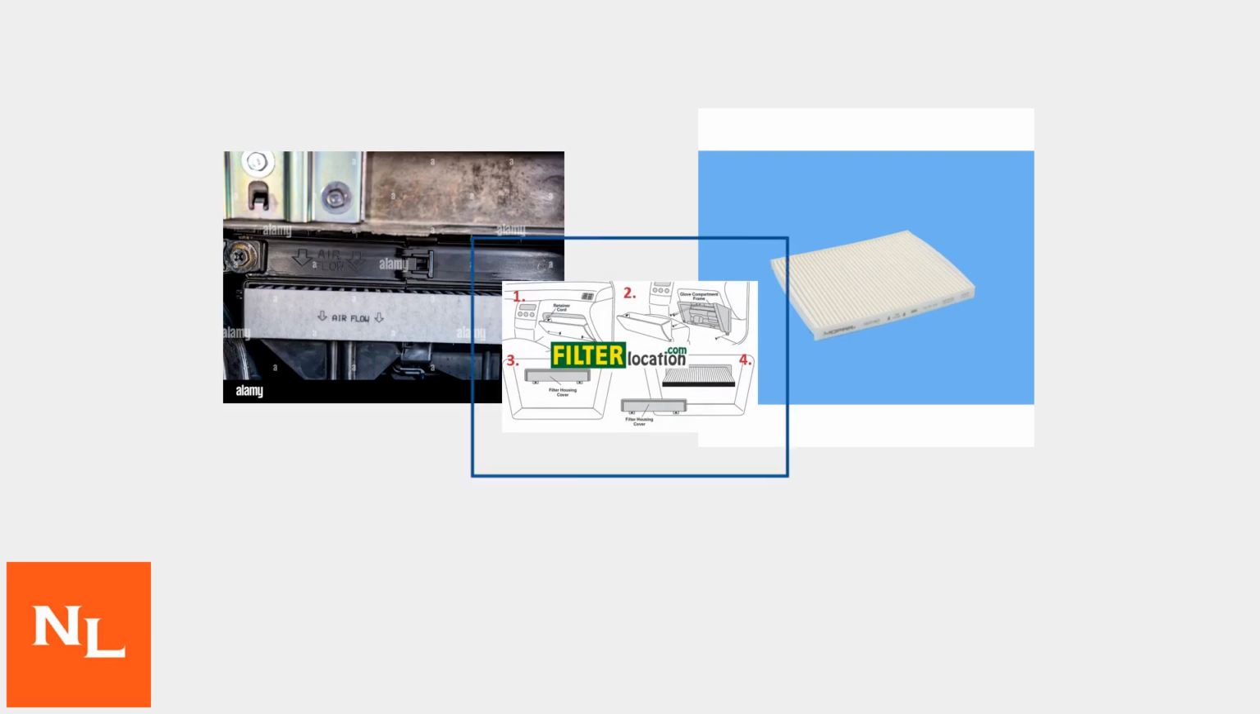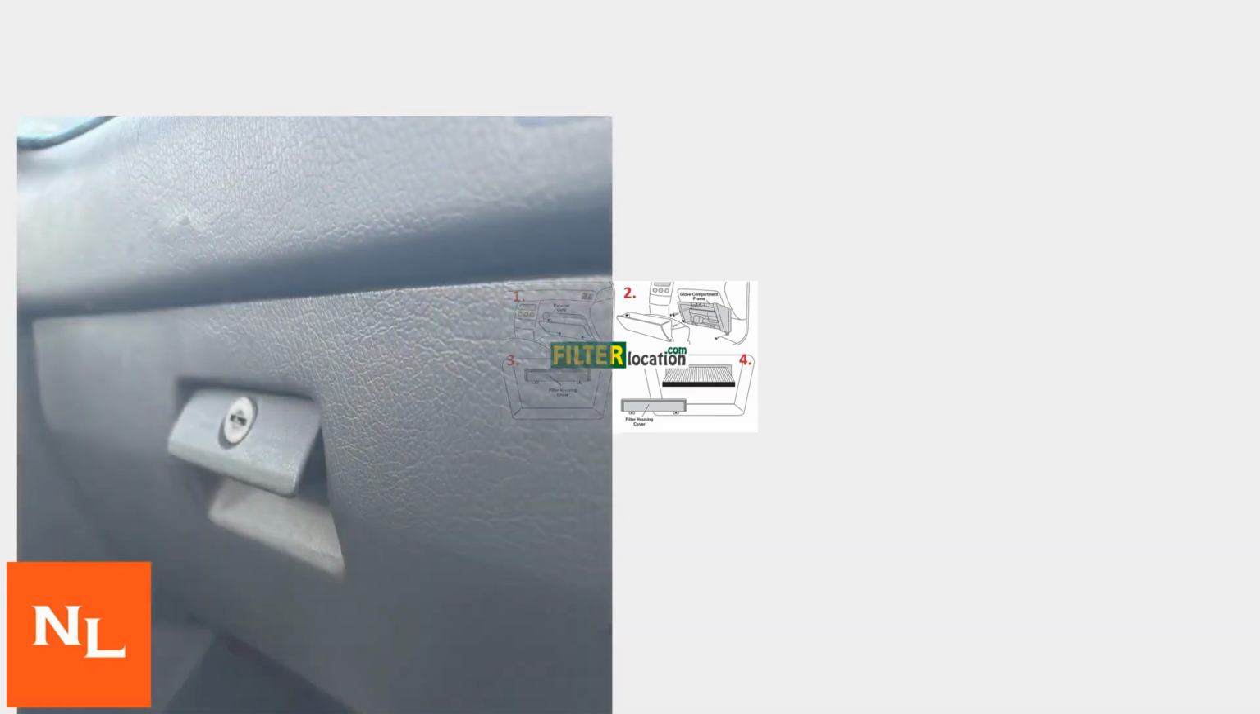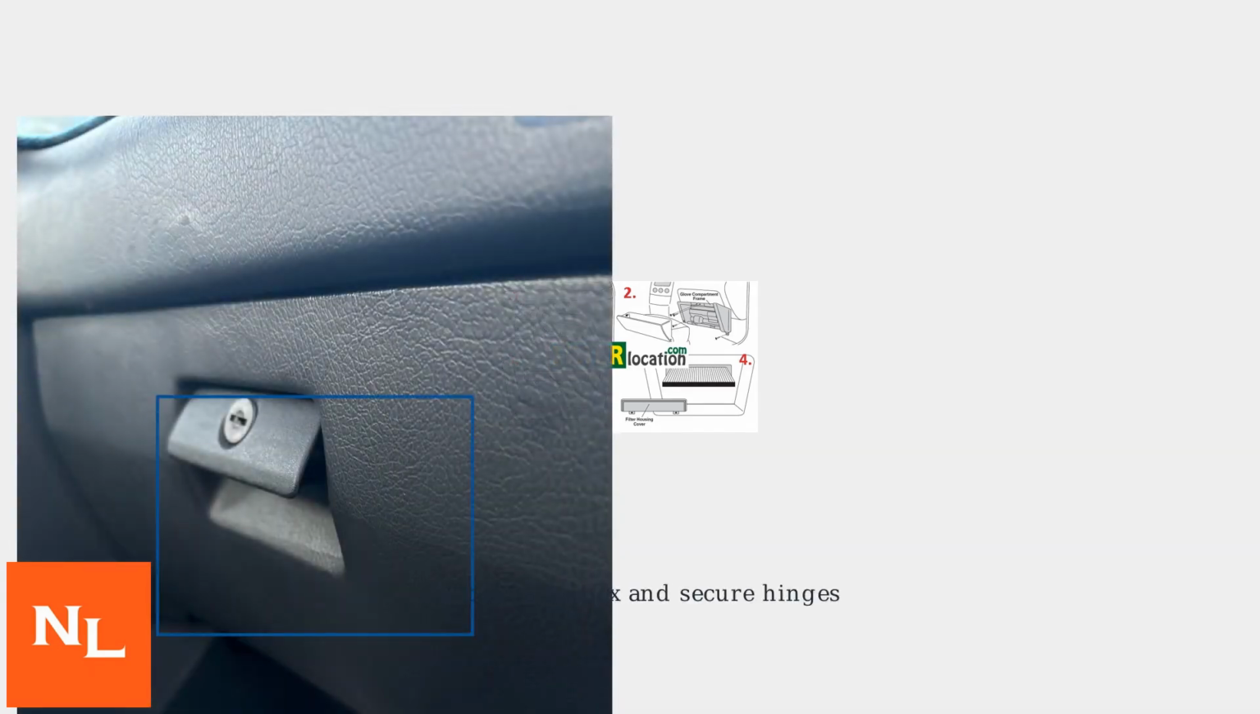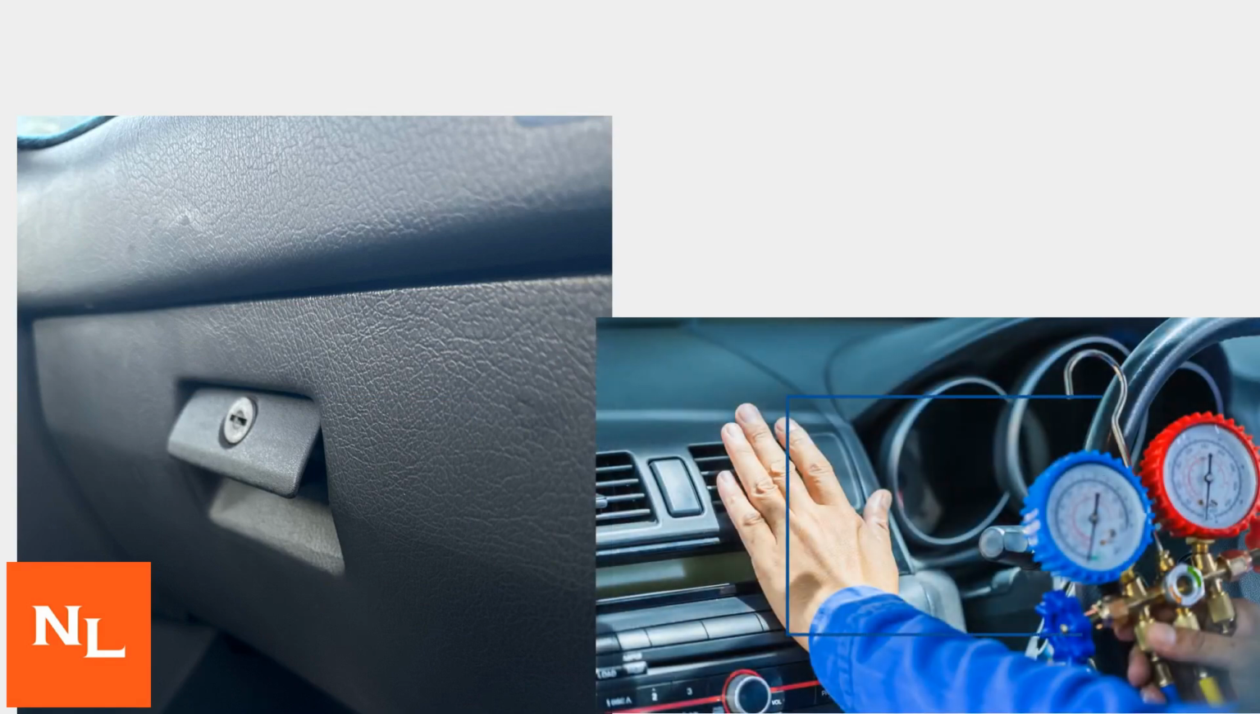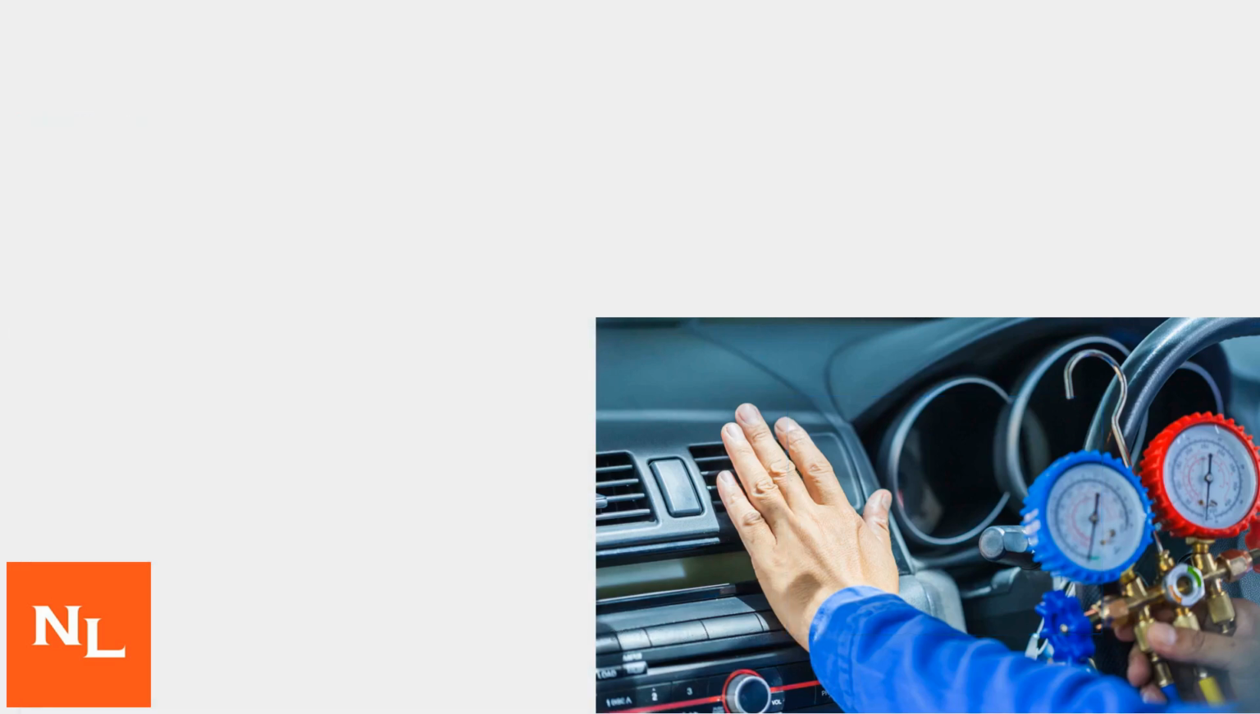Reassemble the filter housing cover, securing it until it snaps or slides into place. Reattach the glove box by pushing it back into position and securing the stops or hinges. Test the AC for proper airflow to ensure correct installation.